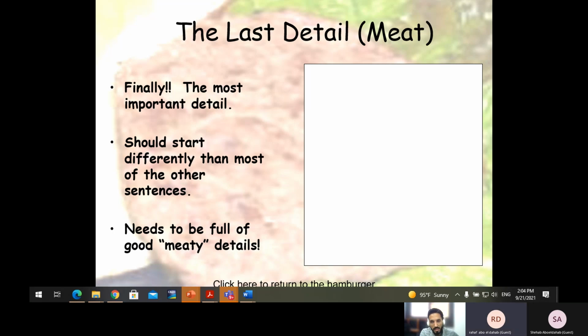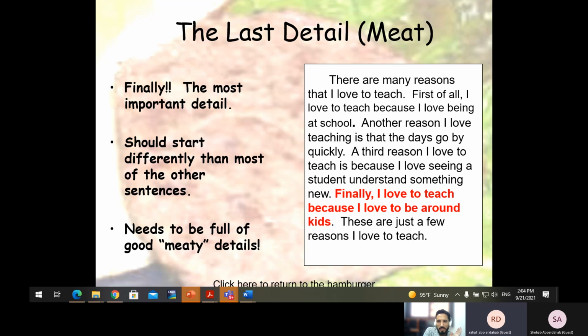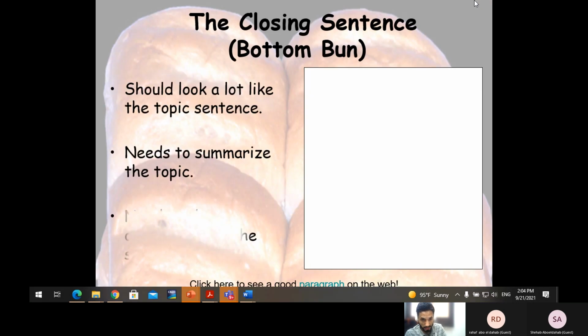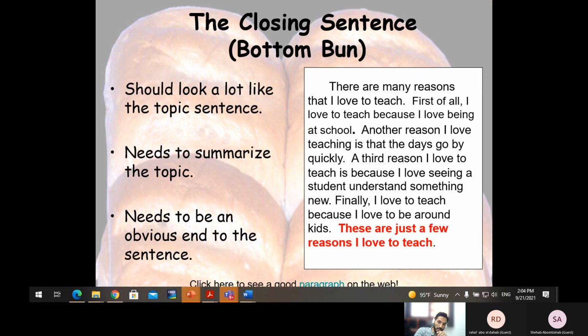Yes. Can you see? These are many reasons that I love to teach. The same if I say I love to teach because I love to be around kids. It's a detail. These are just a few reasons I love to teach. This is the closing sentence. Okay? This is the closing sentence I meant.